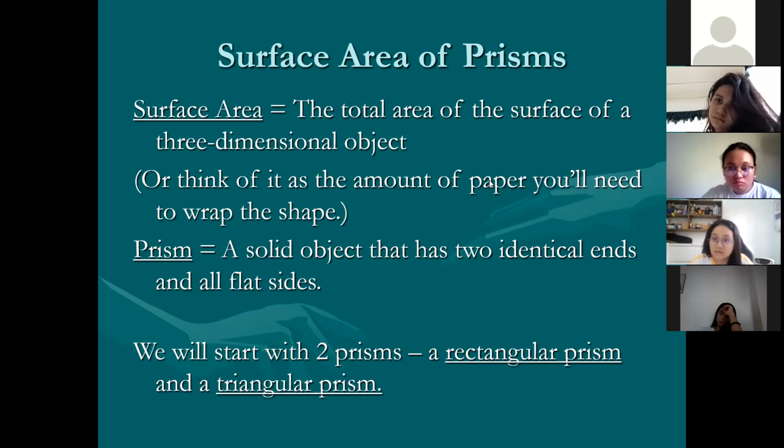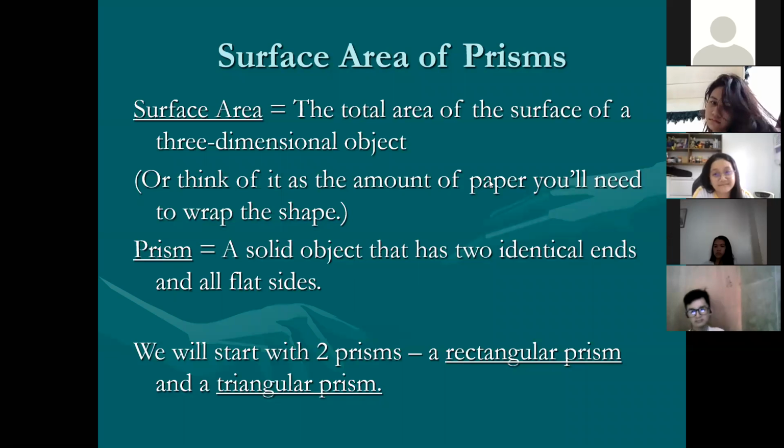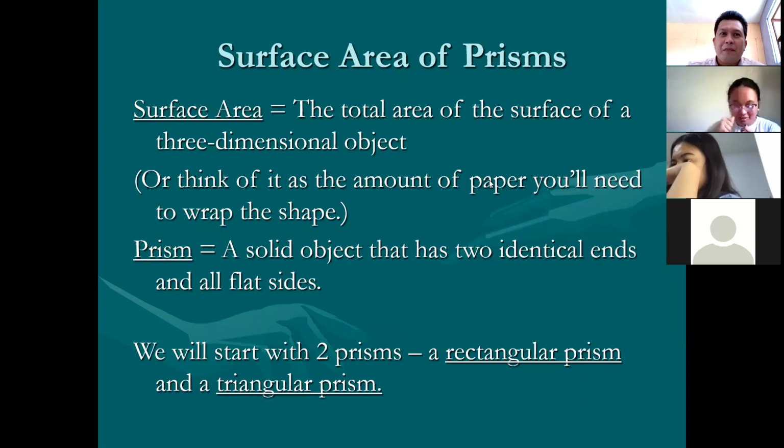Let me start calling Rain from the grade 10. Can you share to me your thoughts on prisms? Yes, because it still has all the ends and all flat sides. It's just that it's a special kind of prism. So your point there is all faces are flat and it is a special kind of prism.